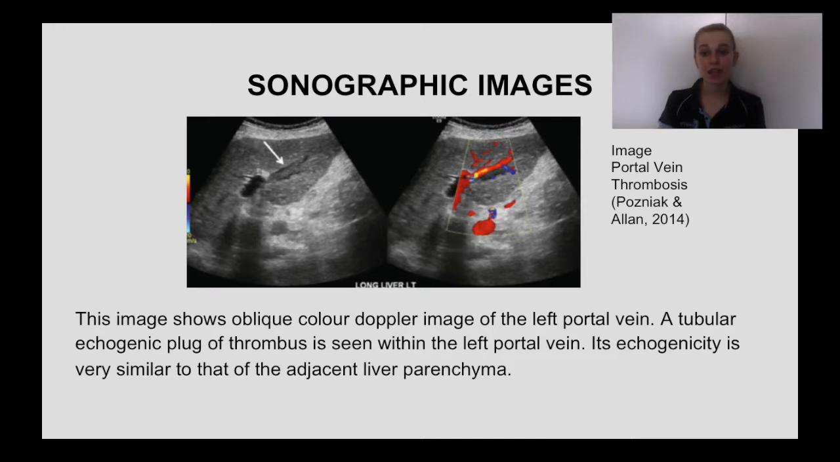In this image you can see a blue colour Doppler image of the left portal vein. You can see a tubular echogenic plug of thrombus within the left portal vein. You can see that its echogenicity is very similar to that of the adjacent liver parenchyma.